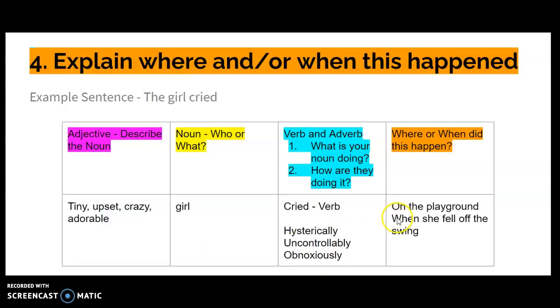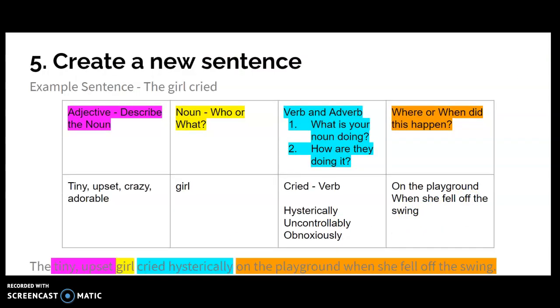And then the last piece of information to expand your sentence is to figure out where or when this happened. Okay, where did she cry hysterically? On the playground when she fell off the swing. Okay, so instead of the girl cried, our sentence will be the upset girl cried hysterically on the playground when she fell off the swing. Okay, see how that works? All right, let's do another example.